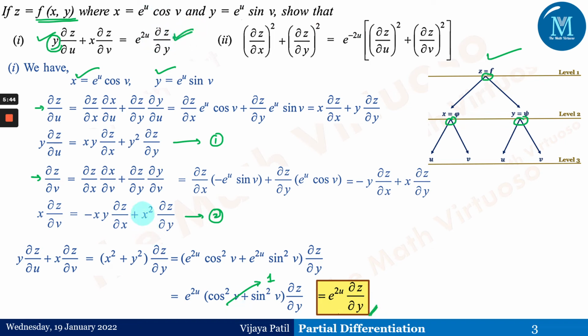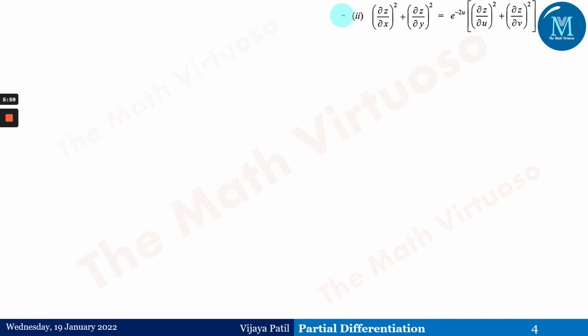It's a very simple type of example, provided you understand this diagram, as well as how we write out the partial derivatives. If you have done the chain rule, then this type of example is truly simple. Now let us prove this second part, which has been given to us: (∂z/∂x) the whole square plus (∂z/∂y) the whole square, in terms of (∂z/∂u) the whole square.